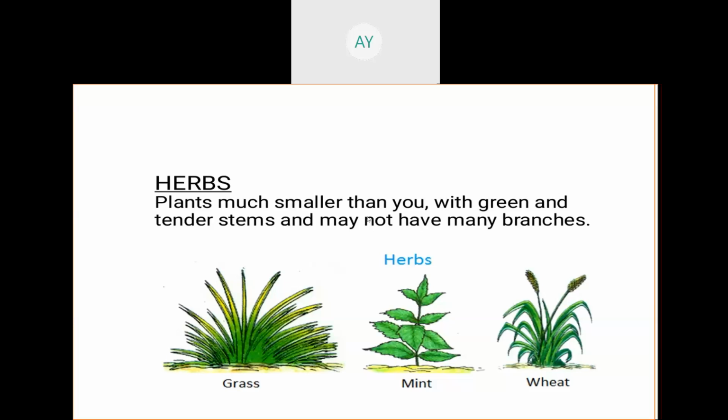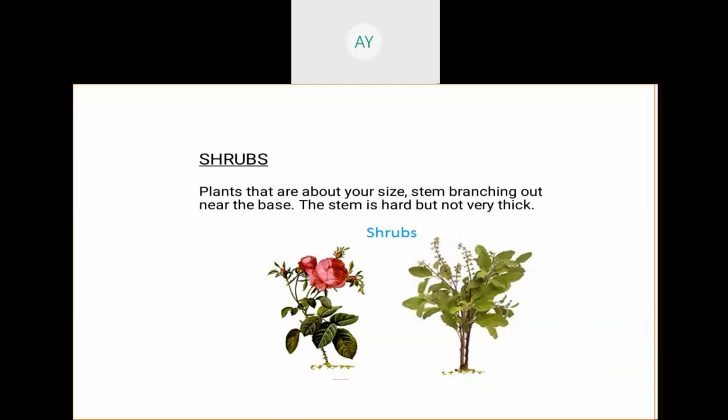So what are the examples of herbs? Grass, mint, wheat. So these are the examples of herbs. Rice is also an example of herbs. Next, you will find the other example, that is shrubs, that are about your size, sometimes a little bit smaller than your size, with a stem branching out near the base.